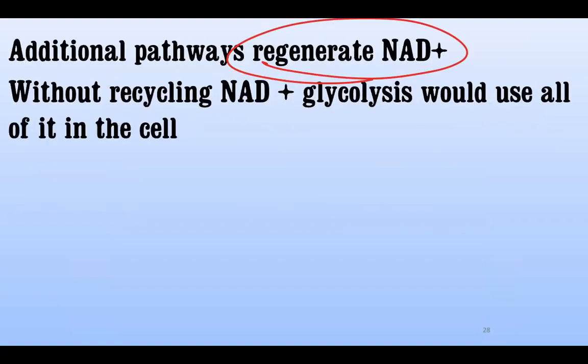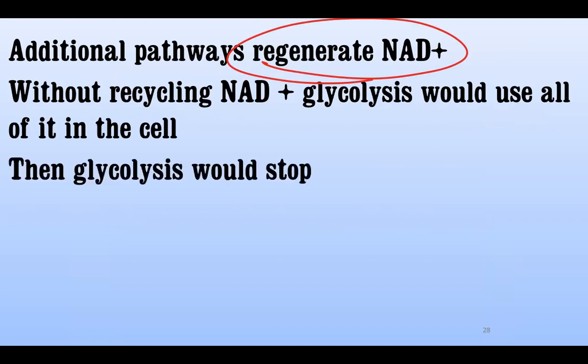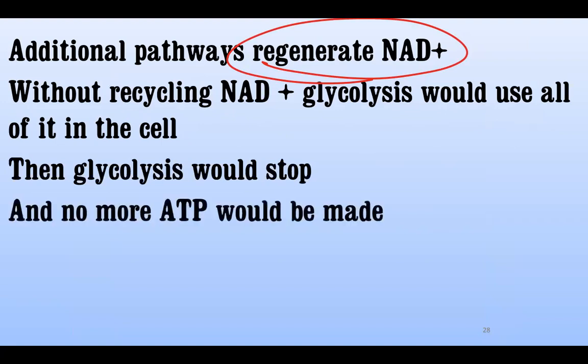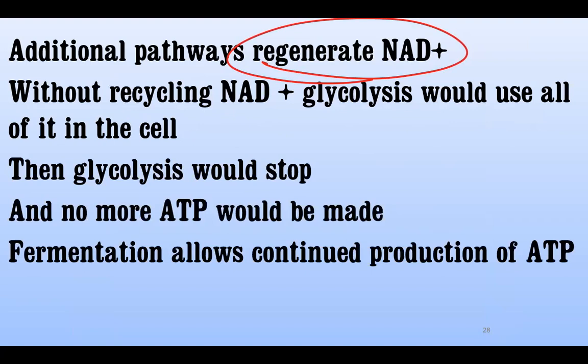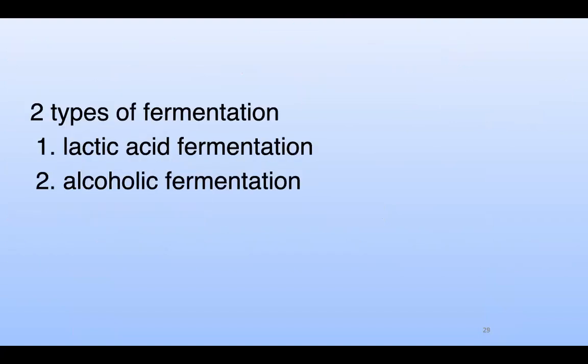Again, it's only used under very specific conditions, because without recycling the NAD, glycolysis would use all of the NAD, and then glycolysis would stop as soon as all of it is used up. No more ATP would be made. There are some organisms, like single-celled organisms, that can use just fermentation and glycolysis to survive. And one of those is yeast. And that's when I'm going to talk about alcoholic fermentation. But the 2 types I'm going to talk about are lactic acid fermentation and alcoholic fermentation.